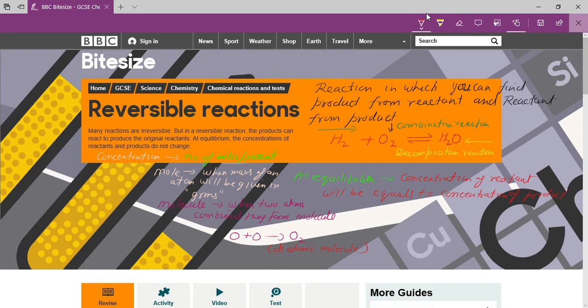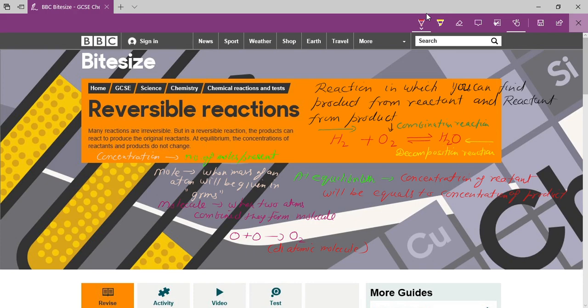Okay, great. So everything that I explained fundamentally, you have to understand that a reversible reaction is a reaction in which you can find product from reactant and reactant from product. Here we had taken an example of a reaction in which, from left to right, hydrogen is reacting with oxygen to form water. That means from reactant you are getting product like water.